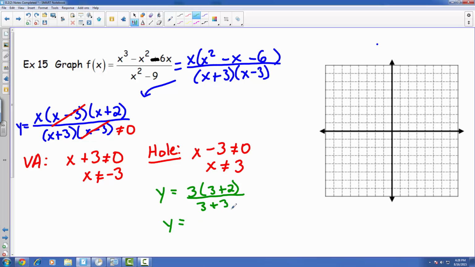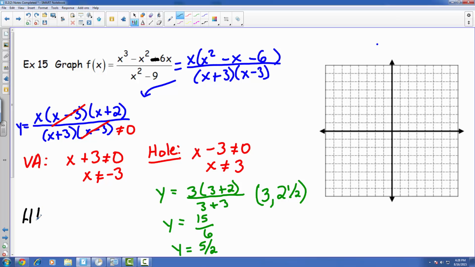So then we end up with 3 plus 2 is 5, times 3 is 15 on top, over 6. So ultimately that y value will come out to be 5 halves, or 2.5. So now we actually have our hole, which is a point at 3, 2 1/2. So we found our VA, we found our hole. Let's go ahead now and move toward finding our horizontal asymptote.